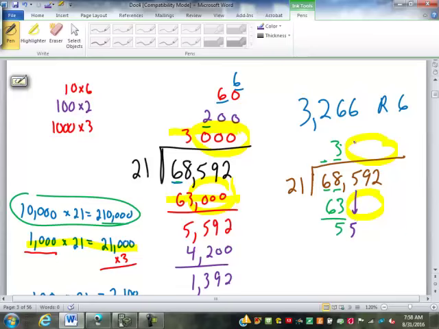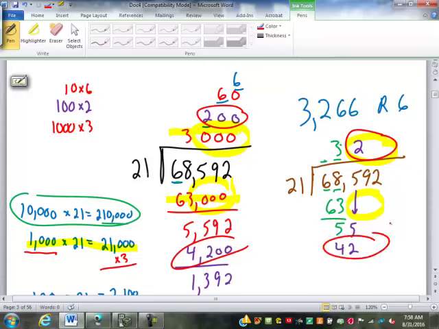Now 21 into 55 is twice. 2 times 21 is 42. Again, exactly what I did here, only I'm leaving off the zero. Now I don't need to finish that process. This is going to end up just the same as it did here, but you guys get the picture.